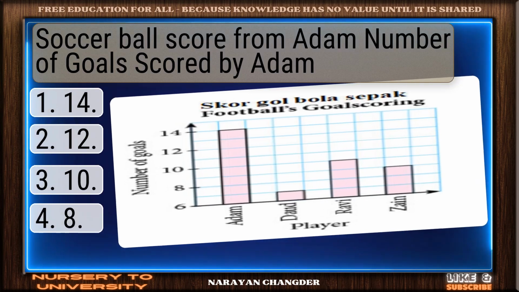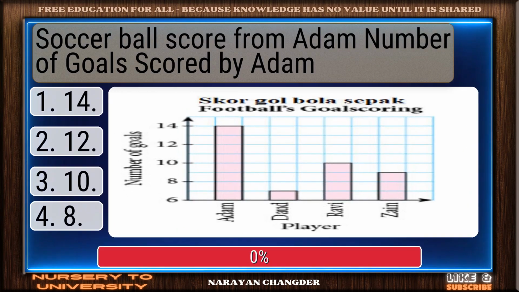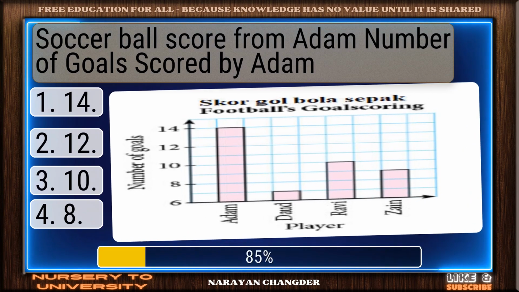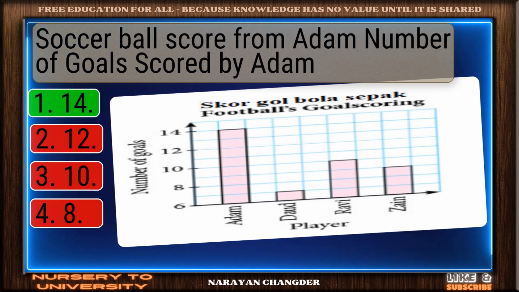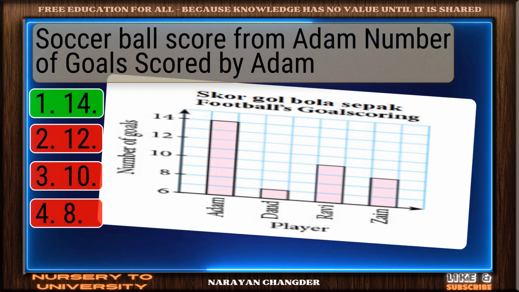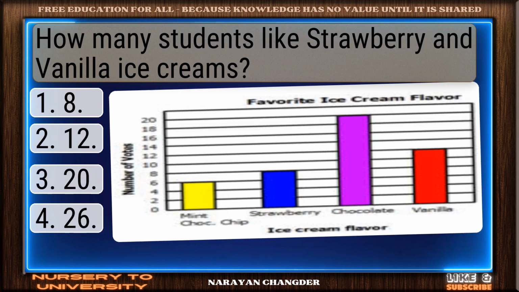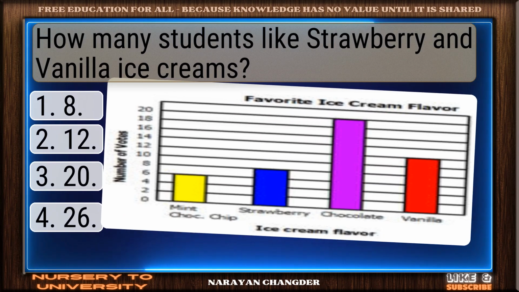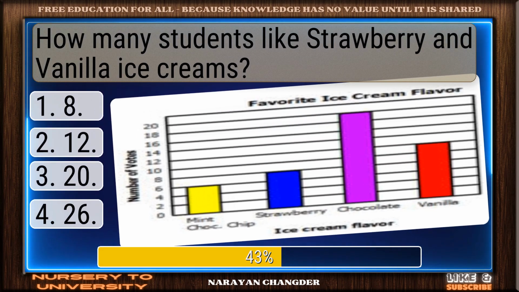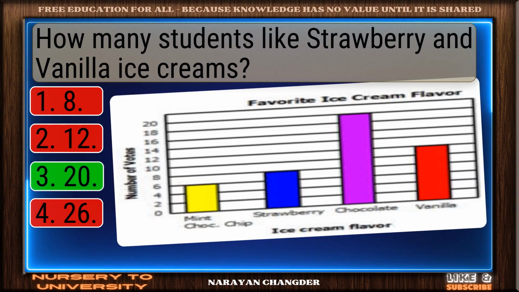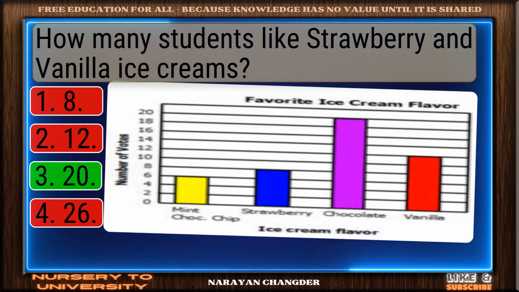Soccer ball score from Adam. Number of goals scored by Adam. Smart pick. 14 is the correct choice. How many students like strawberry and vanilla ice creams? You chose 20, and it is correct.